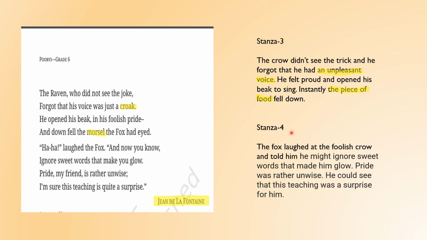When the piece of food fell down, the fox laughed at the foolish crow and told him he might ignore sweet words that made him glow. That means he should not trust the fox who was only trying to flatter. Pride was rather unwise, means having confidence or being proud of yourself is good, but overconfidence, or thinking that you are the only one who is the best, is unwise. He could see that this teaching was a surprise for him. So when the crow learned a lesson, this teaching was like a surprise for him. So this was the explanation of the poem.